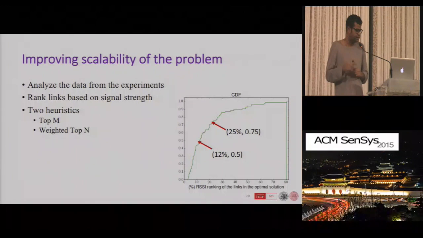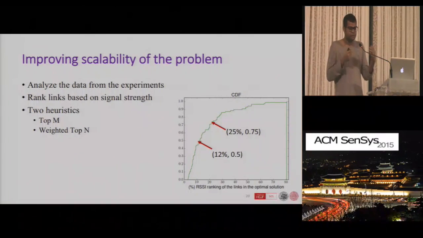The first heuristic is the top M, which, as the name suggests, only keeps the M highest signal strength values between any pair of nodes in the network. The second heuristic is the weighted top N. Now, in a network with the ESD antenna, at max we can have k-square links between any pair of nodes. But in reality, the nodes might be deaf in many of these configurations.